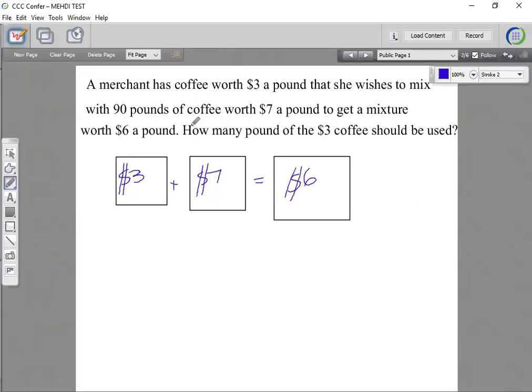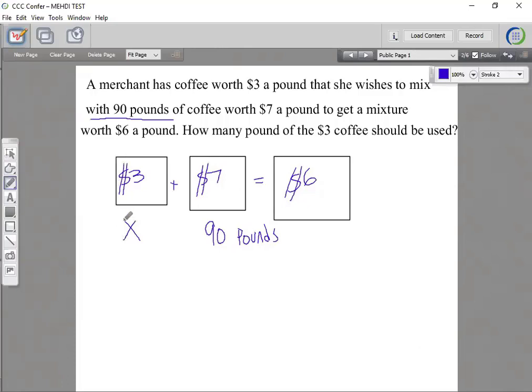What I also know is that the coffee that's worth $7 a pound, I know the amount of that. How much is that? 90 pounds. 90 pounds I know I have. So that's a good piece of information for me so I can figure out the rest. So I'm going to assume that I'm going to use X pounds for the coffee that's worth $3 a pound. We can do that, right? X, because I don't know how much I'm going to use here.